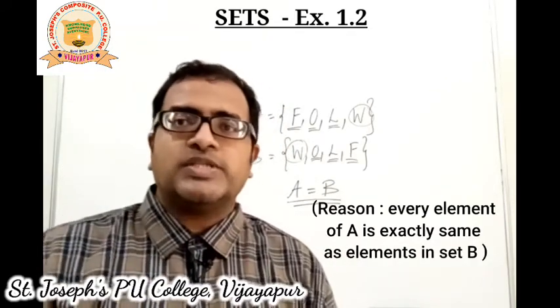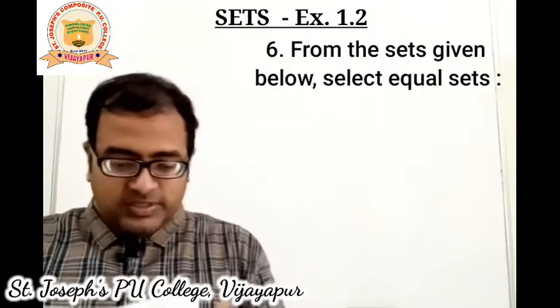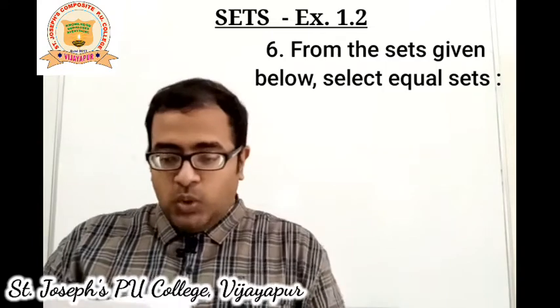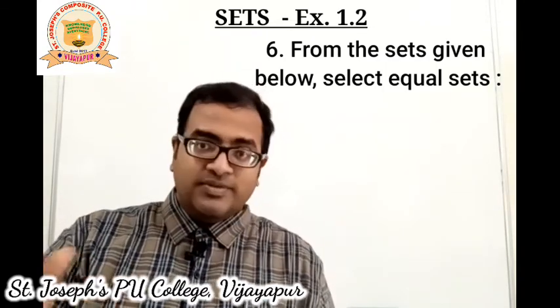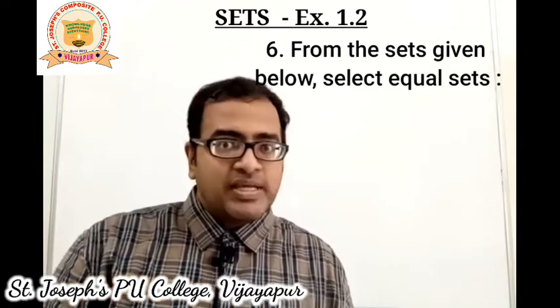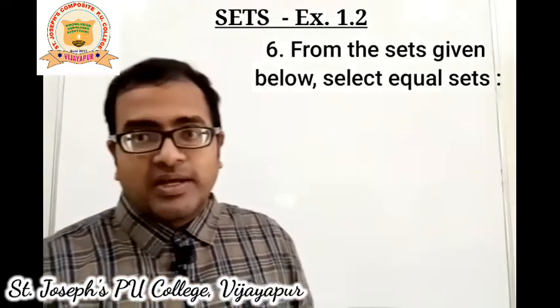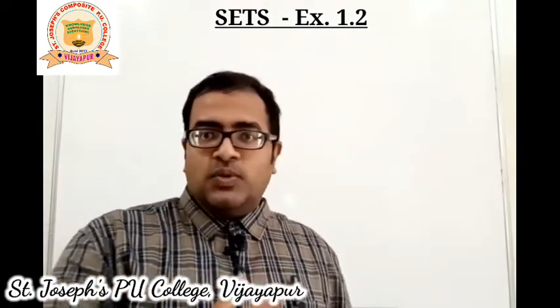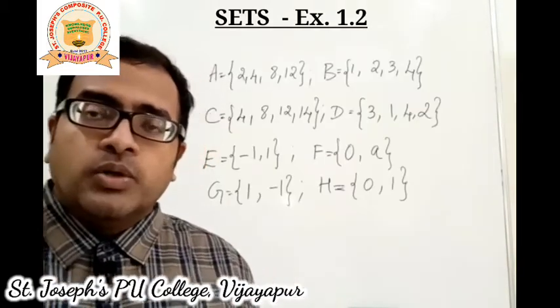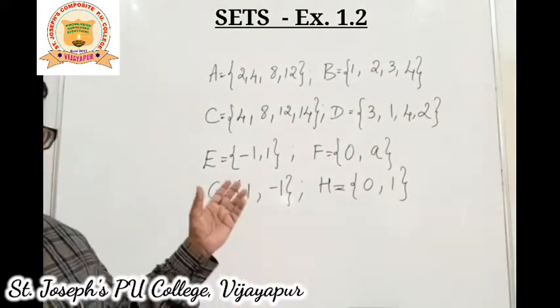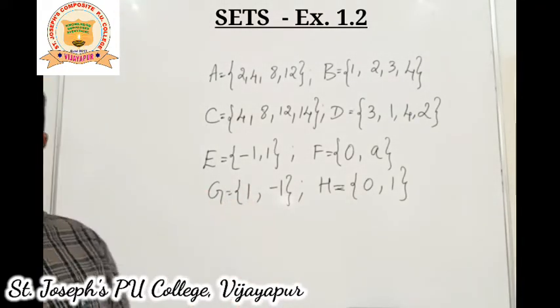Question number 5 is done. Last question, question number 6. The sixth main question goes like this. From the sets given below, select equal sets. So there are about 8 sets given. We have to compare each one pairwise, one pair at a time, and then discuss. So let me write those sets now. Here goes the question. So these are the sets you see, right?